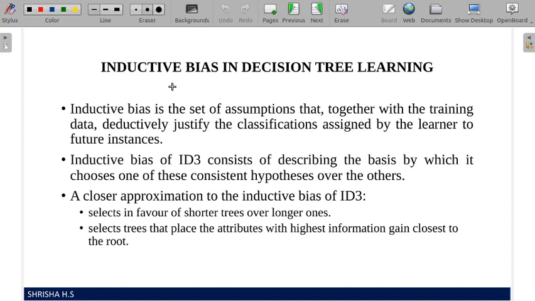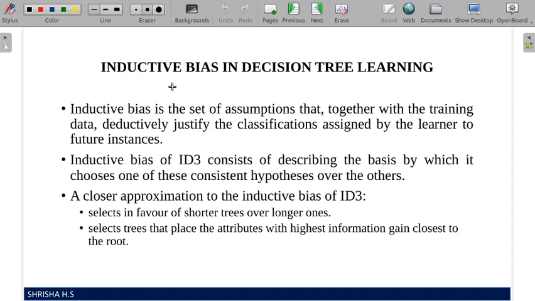Okay, so the attribute with a higher information gain is what the point is telling us. Our ID3 algorithm prefers trees in which the attributes with the highest information gain are closer to the root. Whichever hypotheses in the hypothesis space have this characteristic, those trees are selected by the ID3 algorithm. That will be the inductive bias.